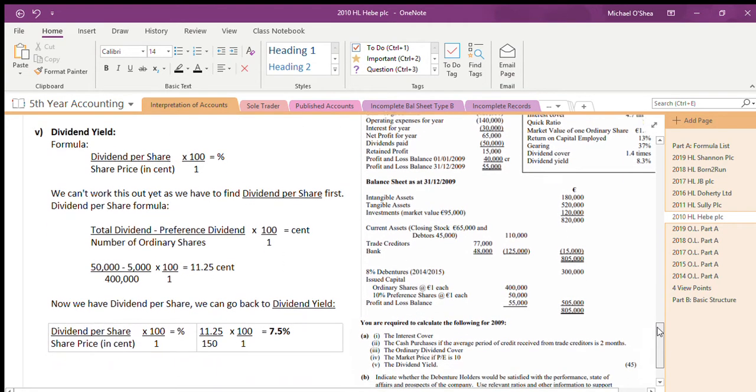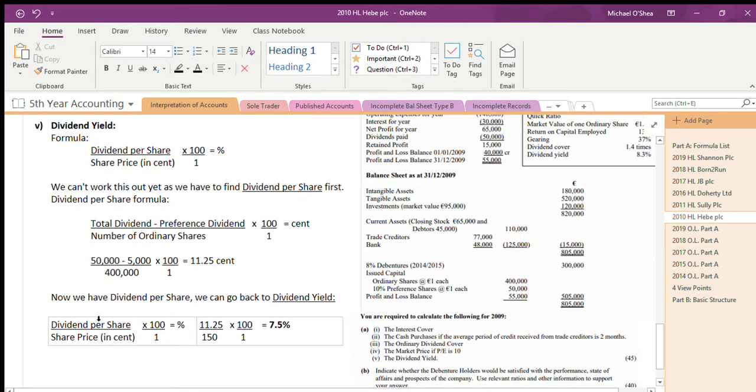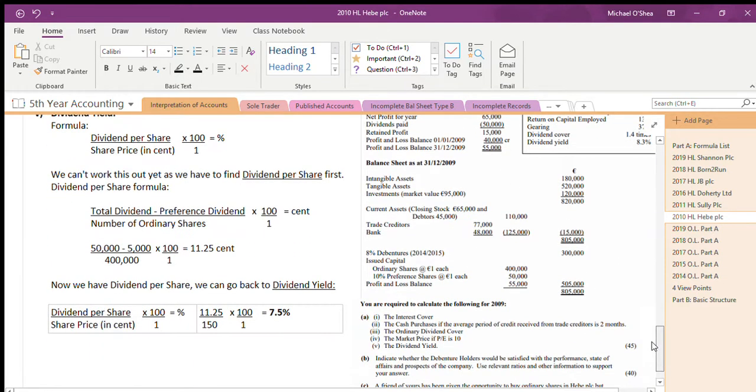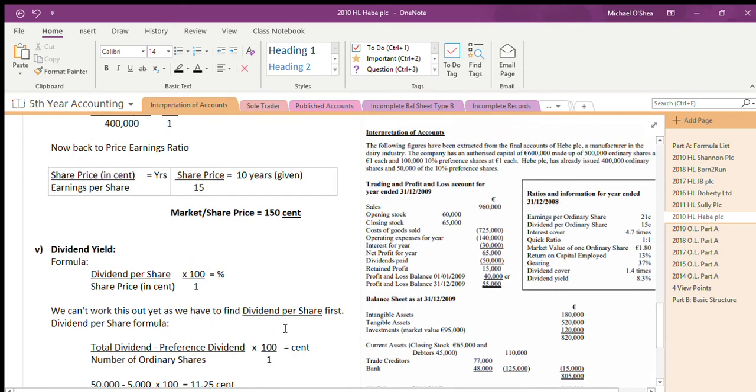If I put that into my dividend yield formula, which is dividend per share divided by share price, I have 11.25 divided by my share price, which isn't given here as I just worked it out. It's my market price of 150 cent. So 11.25 divided by 150 cent multiplied by 100 over 1 is equal to 7.5%. Unit has to be there. So this is based on you getting your share price as well from the previous question of 150.